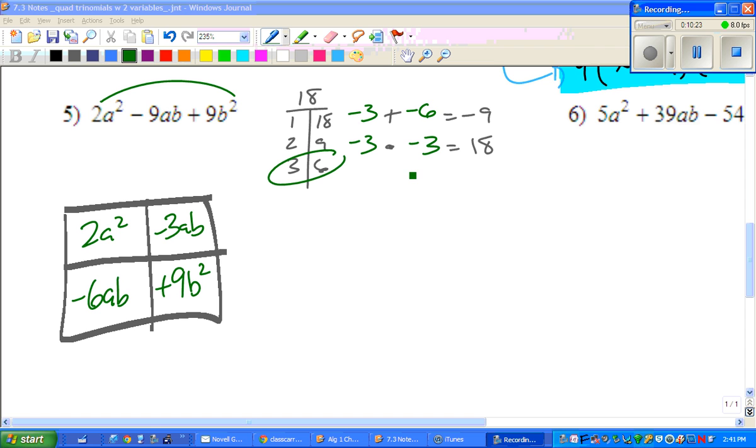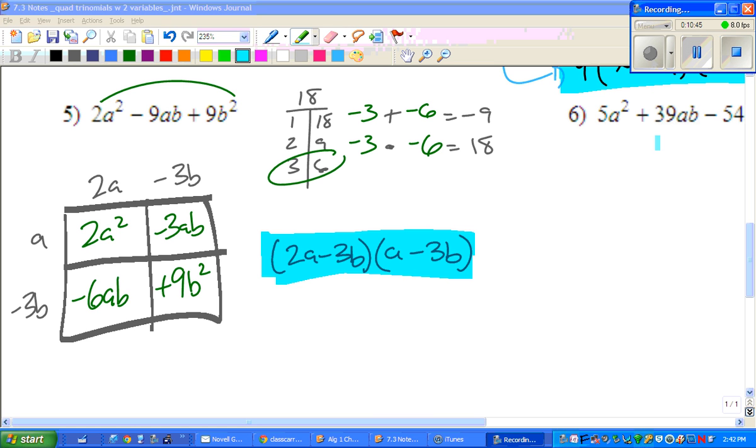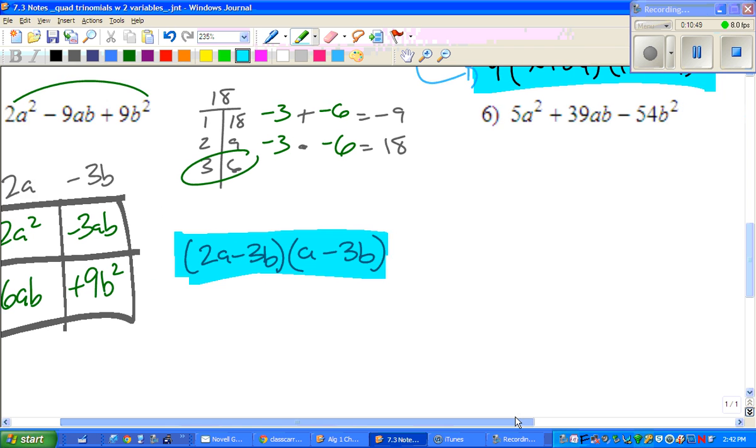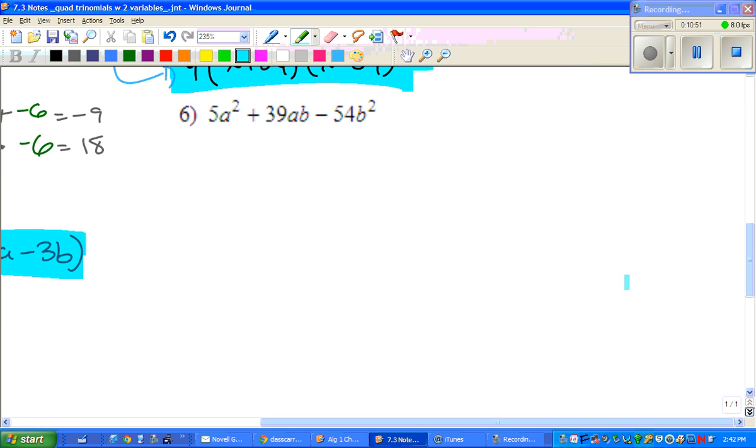Okay, so this is how you should have split everything up. If you're doing the box method, you should have gotten -3 and -6. Okay. Now I'm going to pause the video again, and you guys go ahead and factor everything out. And there's the answer. Okay. Let's flip on over to number 5.